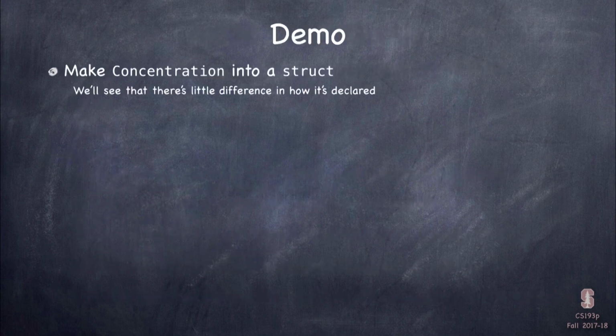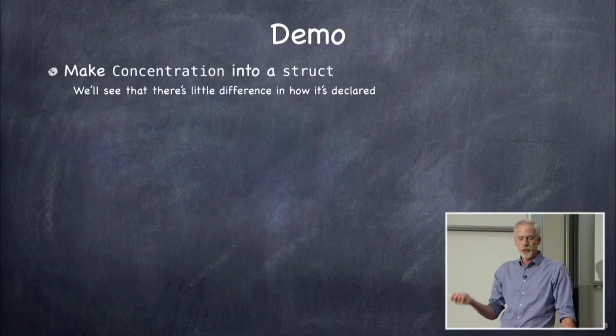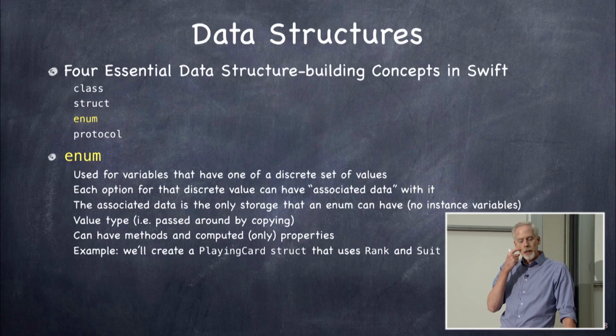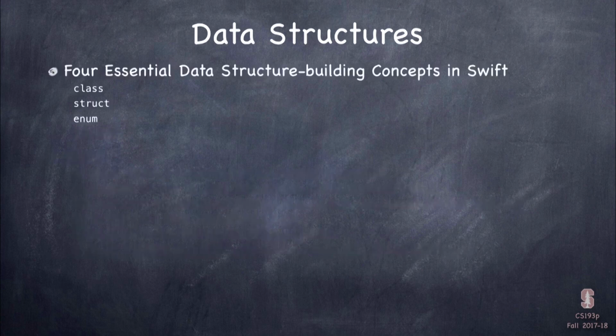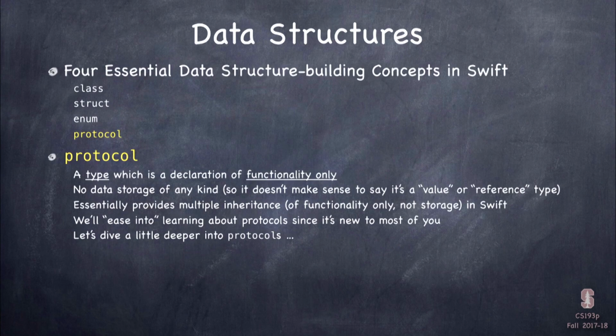So this is the demo, which I'll do next time. And then enum here, we've already just covered, so I'm not going to talk about it. Another value type, discrete values. It also can have the same kind of functionality inheritance. This functionality inheritance that I keep mentioning is done using this last one, which is called protocols.